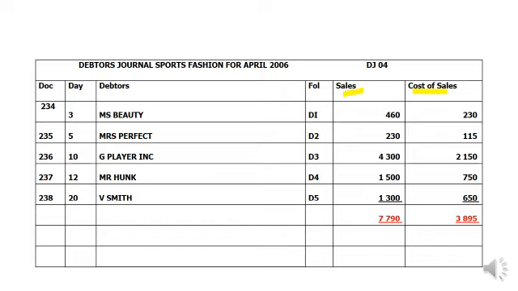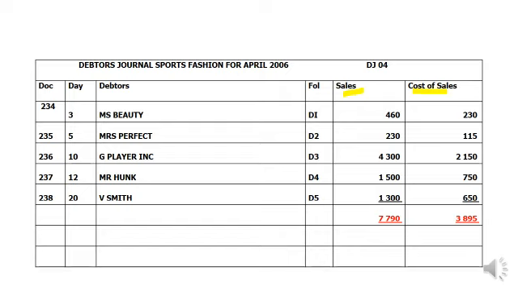Then you go to the next day, which was day 12. Sold 3 pairs of shoes to Mr. Hank on account. Remember, on account simply means on credit. So you come here, invoice number 237, then the date was the 12th, and Mr. Hank, you write here the name of the debtor, D4, the amount of the selling price of the goods sold, 1,500. This divided by 2, or you simply say this multiplied by 100 over 200, it gives you 750.